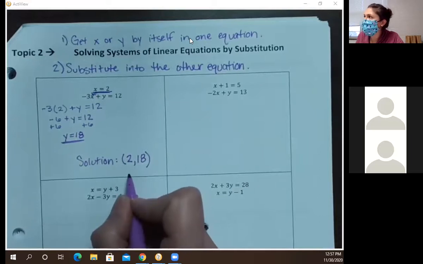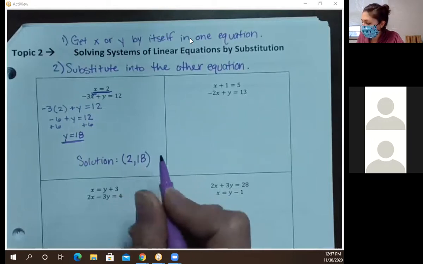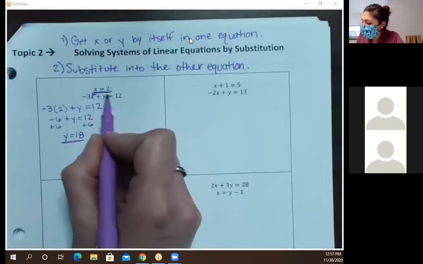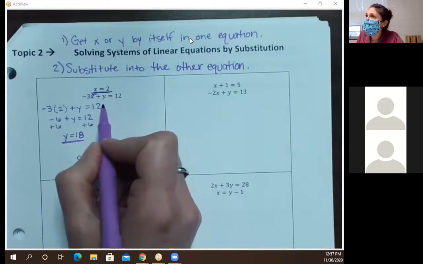Questions for me on this first example? Okay, now I'm not always going to have a value stated for one of our variables.